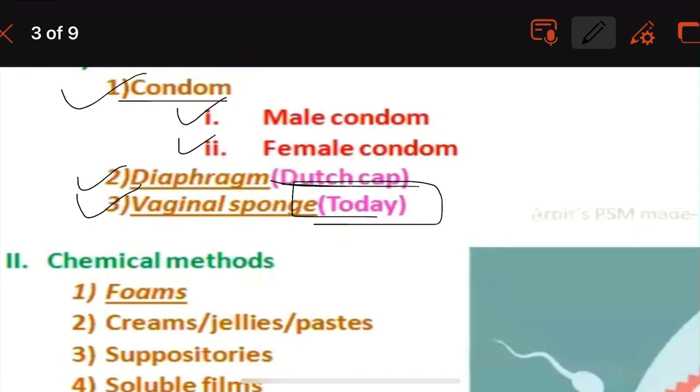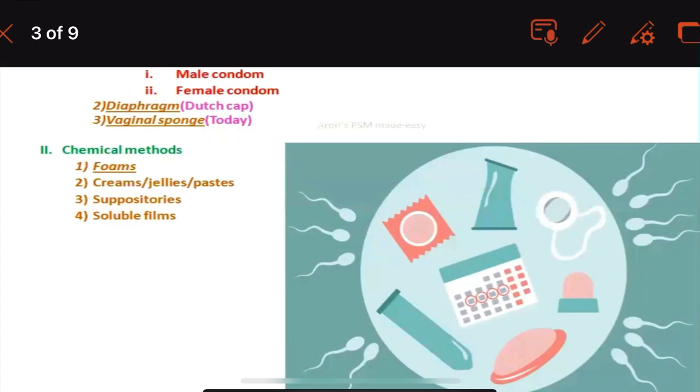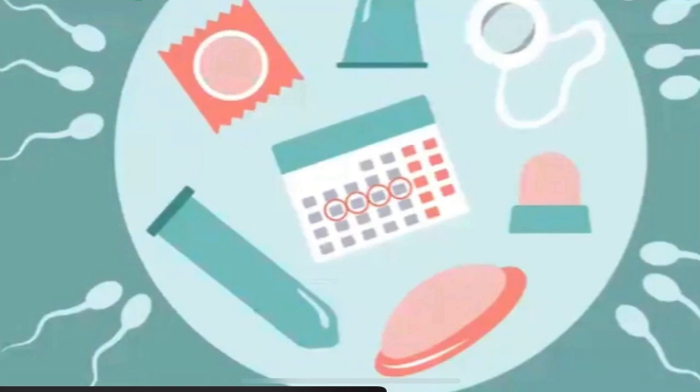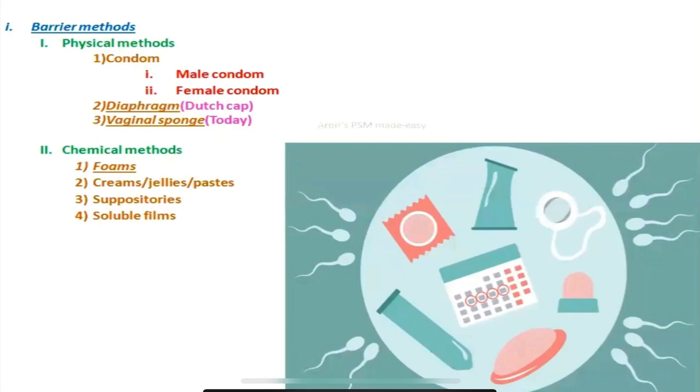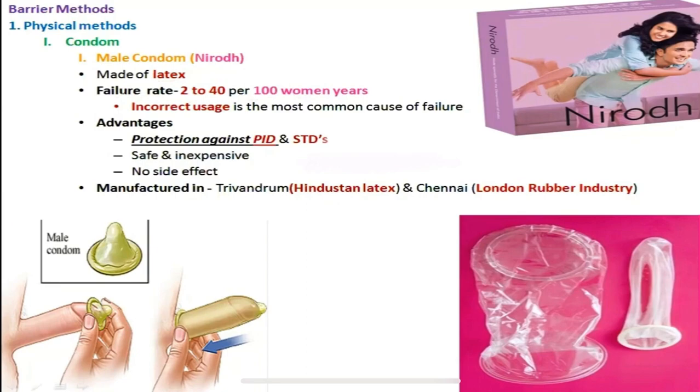The chemical methods will include foams, jellies, paste, suppositories and soluble films. Each of these will be dealt with in detail, starting with the physical method, that is, the condom.